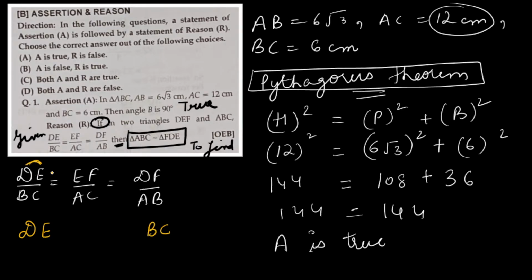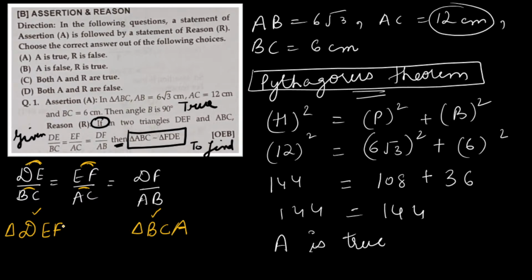DE's corresponding side is BC, then EF's corresponding side is AC. So EF, E is already written, I can write here F. Here C is already written, I can write A. So the name of the triangle is completed. Now I have to check whether this name is correct. So D's corresponding angle is B.